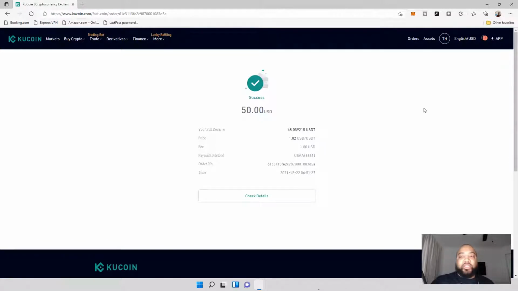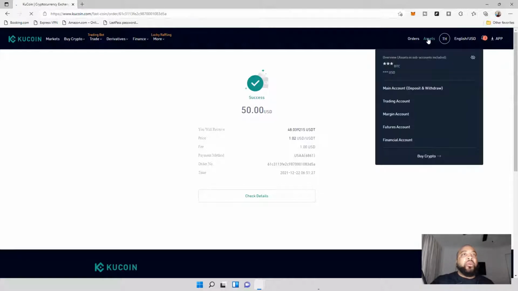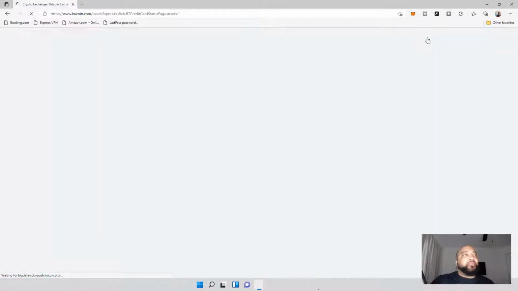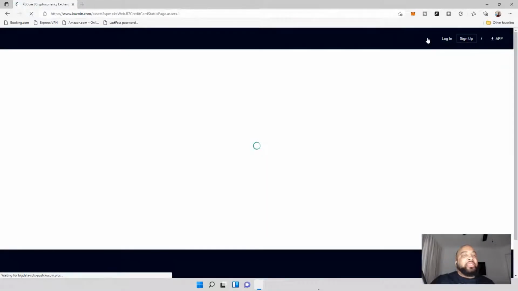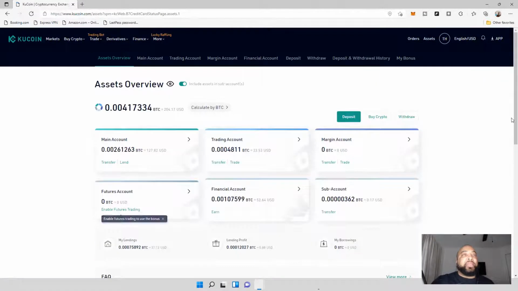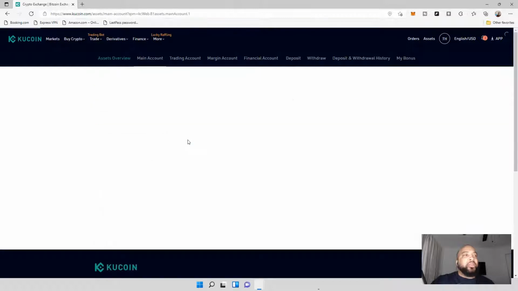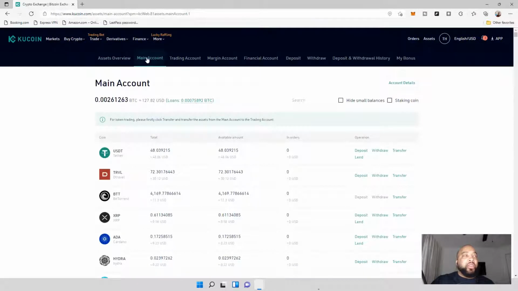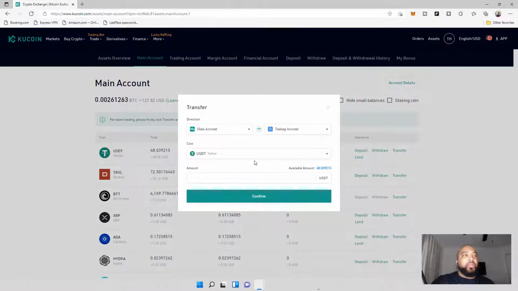Now, when you purchase this USD Tether, where is it going? How long does it take? It's typically pretty quick. Sometimes it might take a while, but when you purchase it, it doesn't automatically go to your trading account, which is where you're going to have to move the assets. It deposits to your main account. So what you're going to have to do is click on main account, okay? Find your USD Tether and transfer it to your trading account.